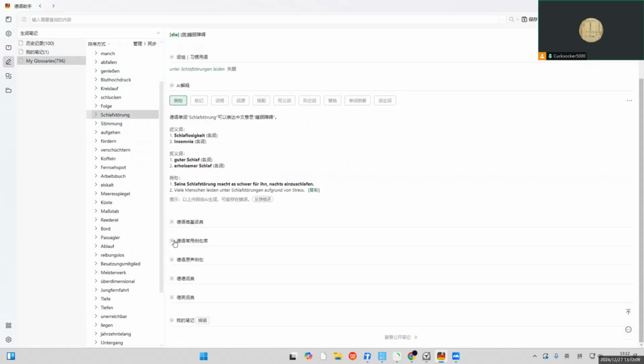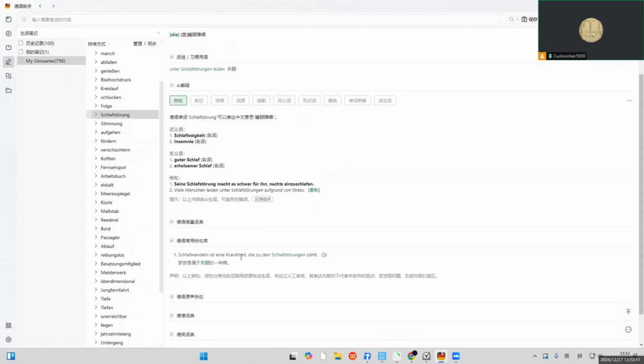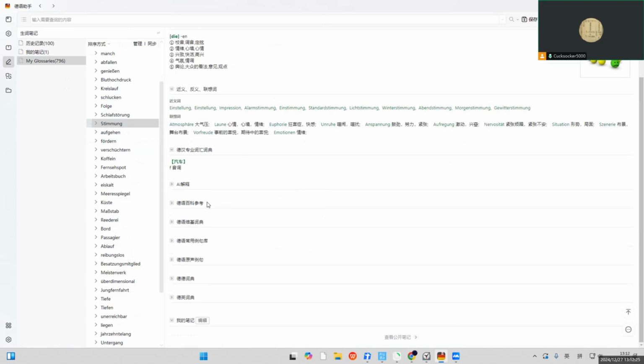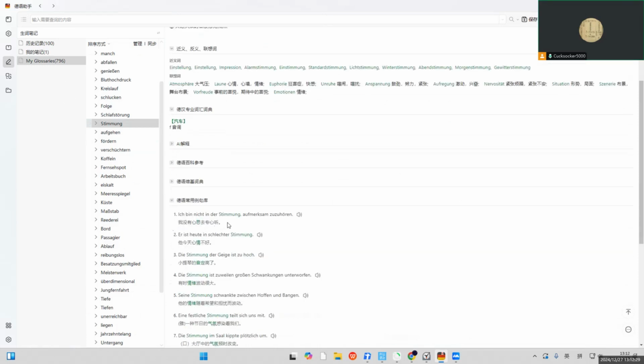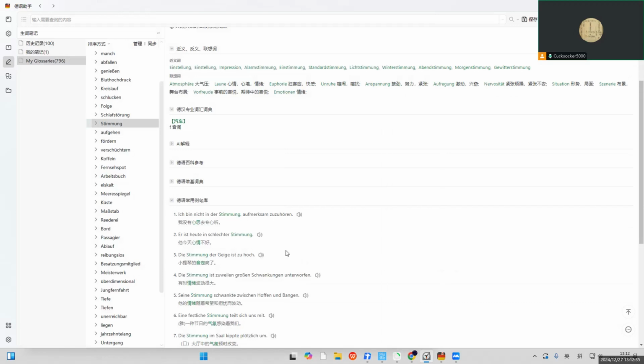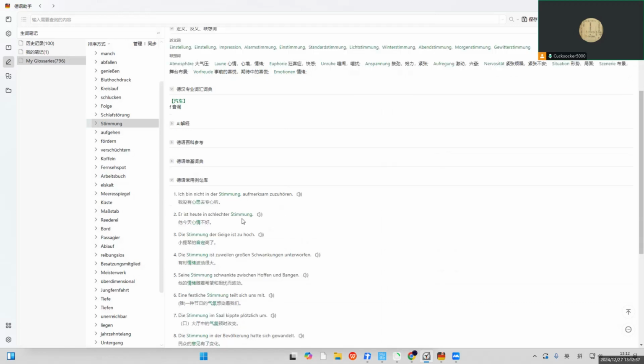Schlafstörung. Schlafwandern ist eine Krankheit, die zu den Schlafstörungen zählt. Okay, so Stimmung is the sound. Stimmung is the sound, and so: Ich bin nicht in der Stimmung, aufmerksam zu hören. Es ist heute in schlechter Stimmung.